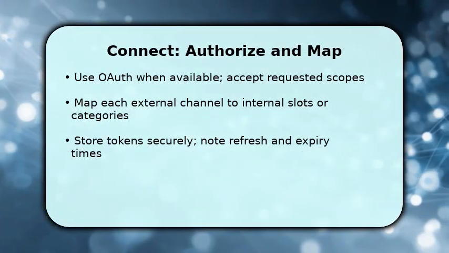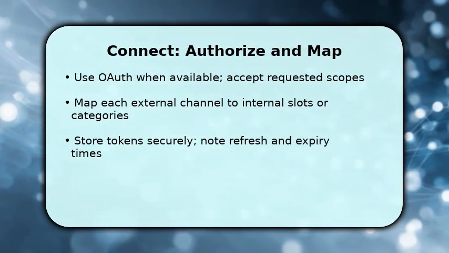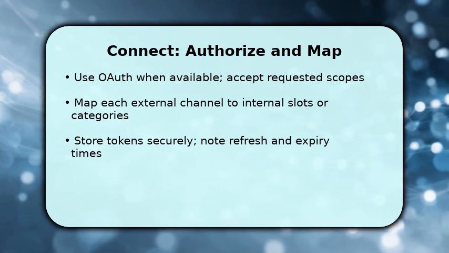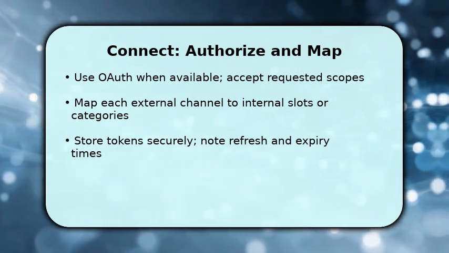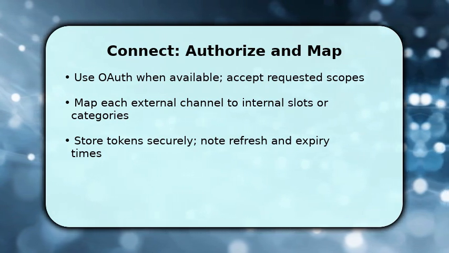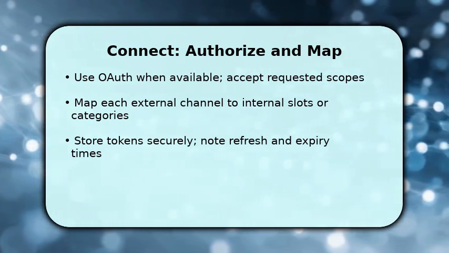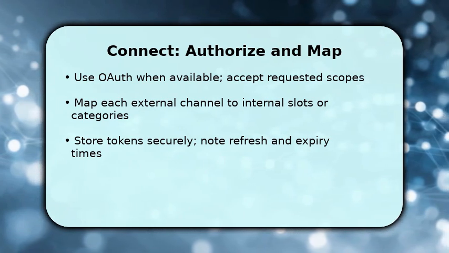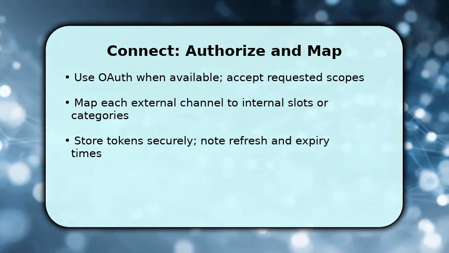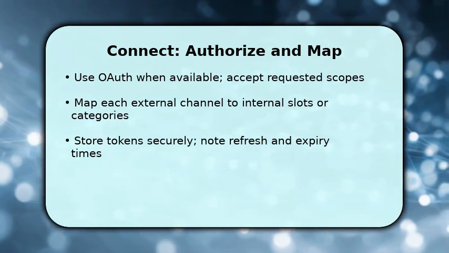Prefer OAuth flows so users grant scoped access without sharing passwords. Once done, make sure to accept only the scopes needed and record whether tokens expire or require refresh. After authorization, map channels to internal slots or categories so routing and embeds display correctly.